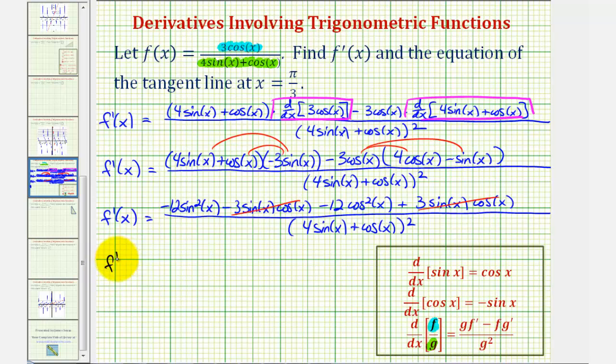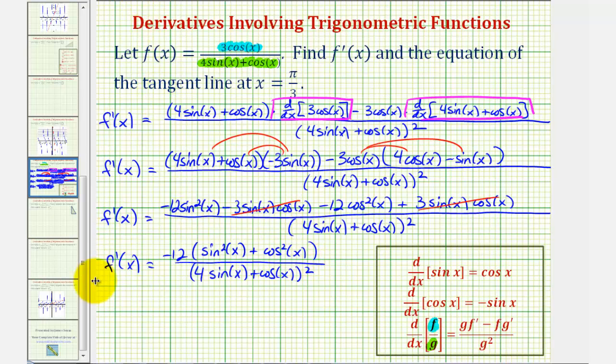We would have f prime of x equals negative 12 times sine squared x plus cosine squared x divided by the quantity 4 sine x plus cosine x squared. Well, sine squared x plus cosine squared x equals 1, so now we have our derivative function f prime of x is equal to negative 12 divided by the quantity 4 sine x plus cosine x squared.